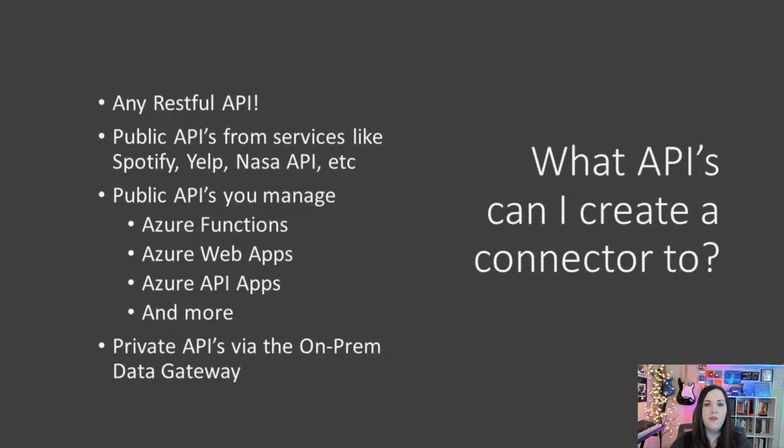Next thing you're probably wondering, this is cool, well, what APIs can I actually connect to with this? So these connectors are going to work with any RESTful API. These can be public APIs, maybe to something like Spotify, or public APIs that you manage in, say, Azure API Management, Azure Functions, web apps, you name it. And it can even be private APIs. The Power Platform has something called the On-Prem Data Gateway that allows us to connect to the on-prem services that we have. So we can leverage that in combination with the custom connector to get access to your private APIs as well.